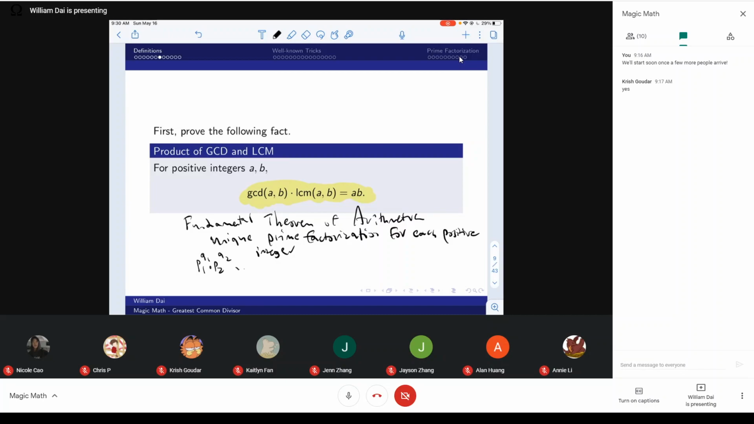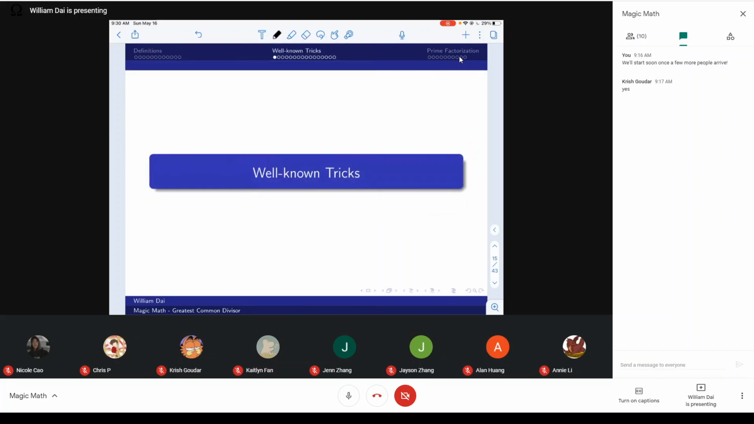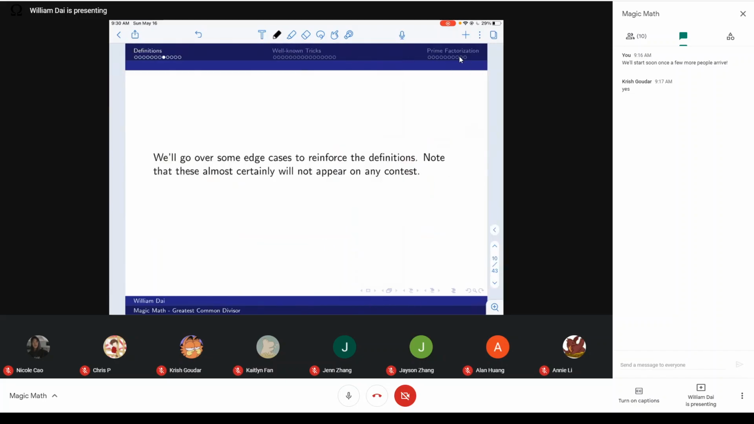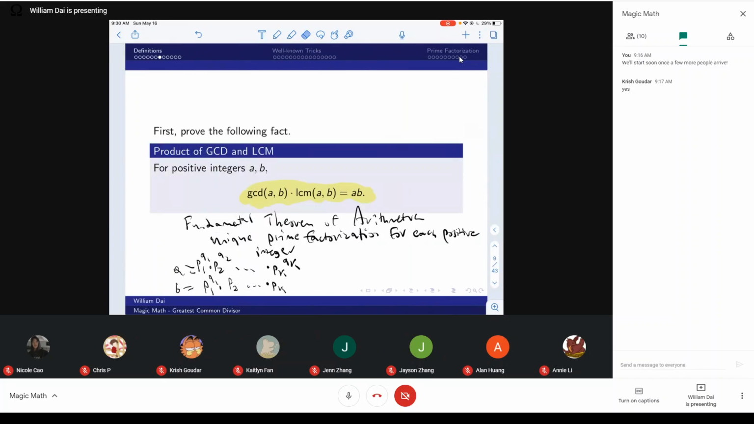So let's write a equals this. Wait, hold on. Oh shoot. Okay, K1, I guess here. Wait, no. Hold on, I'm running out of letters to use. Okay, I guess I'll use E.